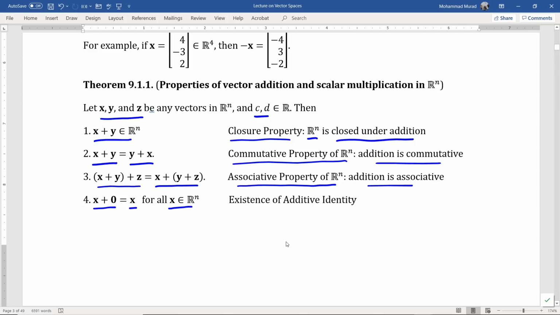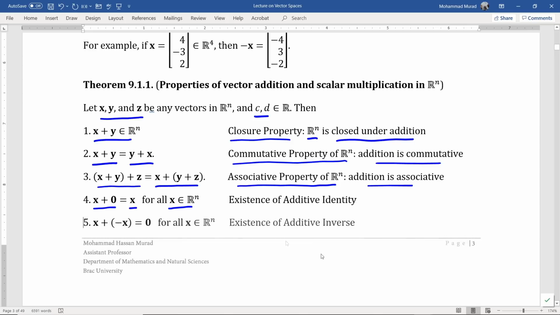The vector 0 is called the additive identity element in the set Rn. Property 5. x plus the negative of x is equal to the zero vector, and this is true for all x in the set Rn. This property is called the existence of additive inverse. The vector negative x is called the additive inverse of the vector x.